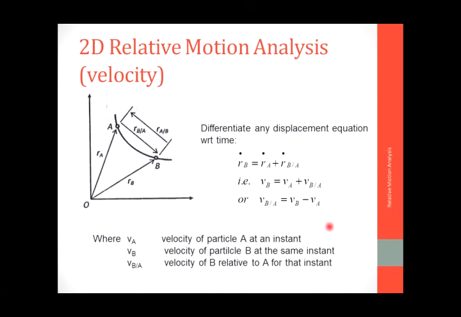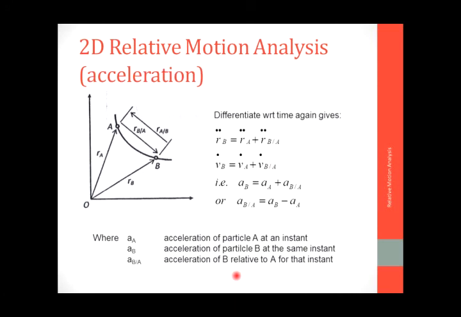Okay, this one is same as previous. The velocity of B equals velocity of A plus velocity of B relative to A. So you will get this, same as previous. And the main equation is RB equal RA plus RBA.